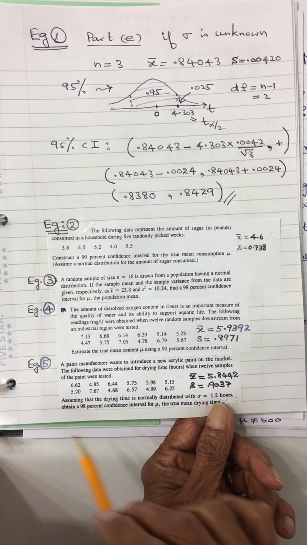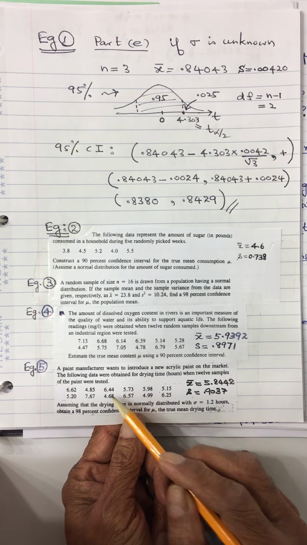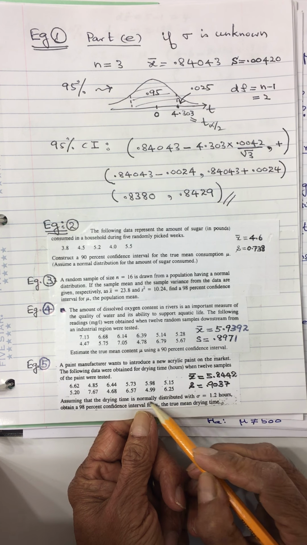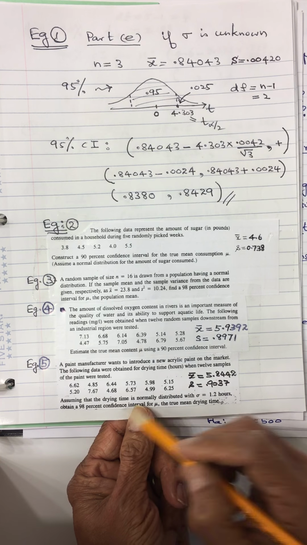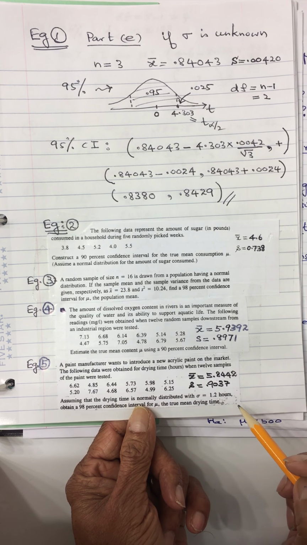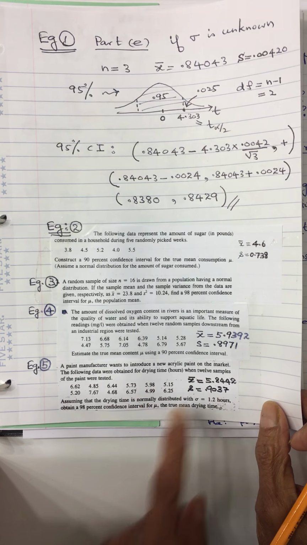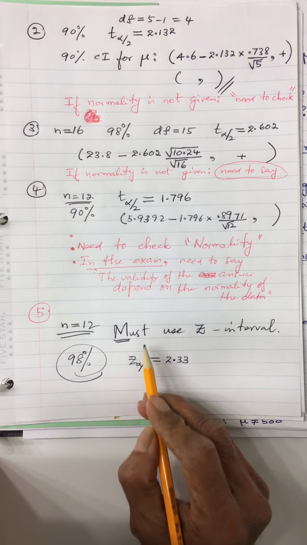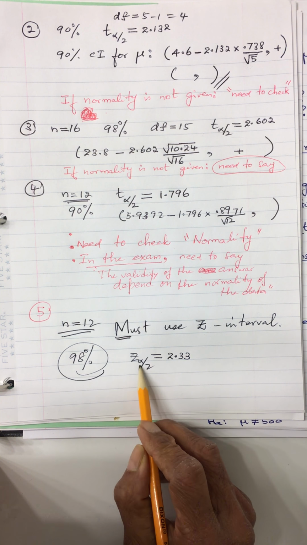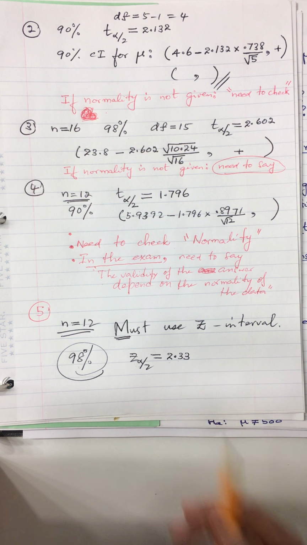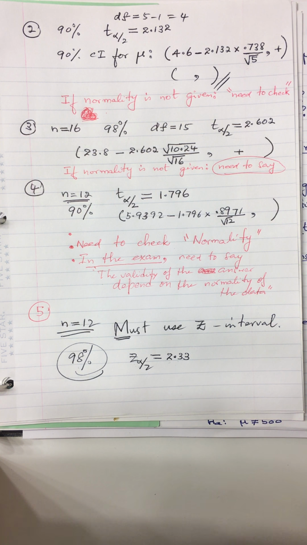But at the same time, this must be a normal because this is a small sample. So if that is not given, you need to say that the data has to come from a normal. But you cannot use the t. That's the point. You must use the z interval. So with 98, the z table value is going to be 2.33. So figure out the interval the way we did right in the beginning of this chapter. All right, so that's about this.